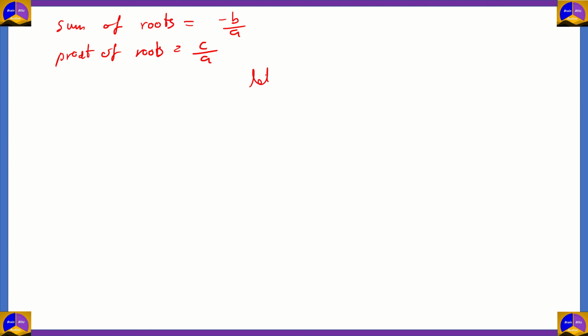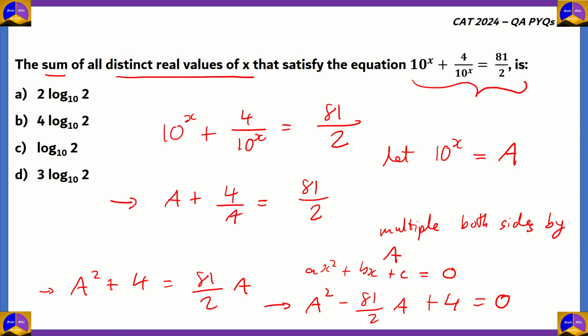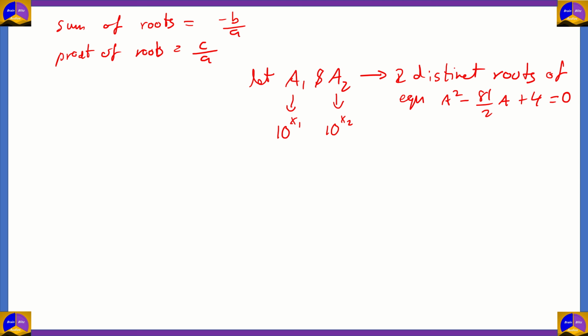So we're going to consider a1 and a2 to be the two distinct roots of the equation. Now the value of a1 will be equal to 10 to the power of x1, and the value of a2 will be equal to 10 to the power of x2. And that is because we considered a as 10 to the power of x. So since we have two distinct roots, a1 and a2, their values will be equal to 10 to the power x1 and 10 to the power x2, where the indices of both these terms are distinct.